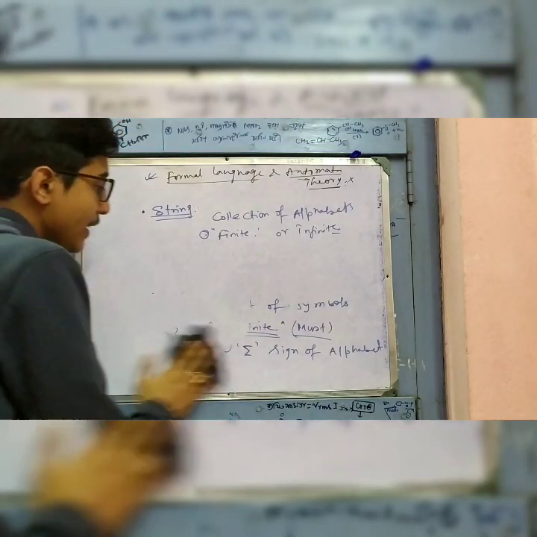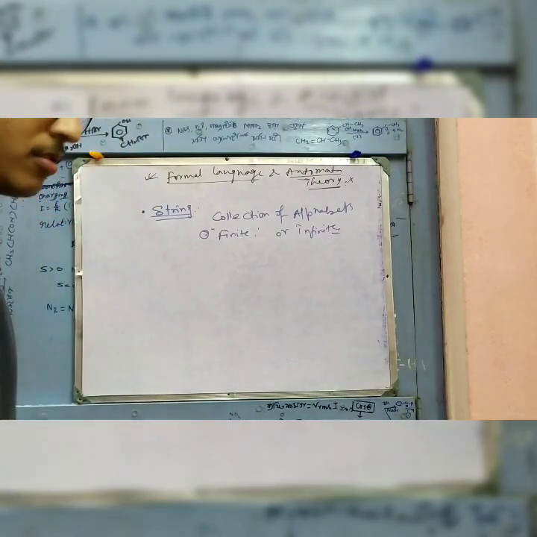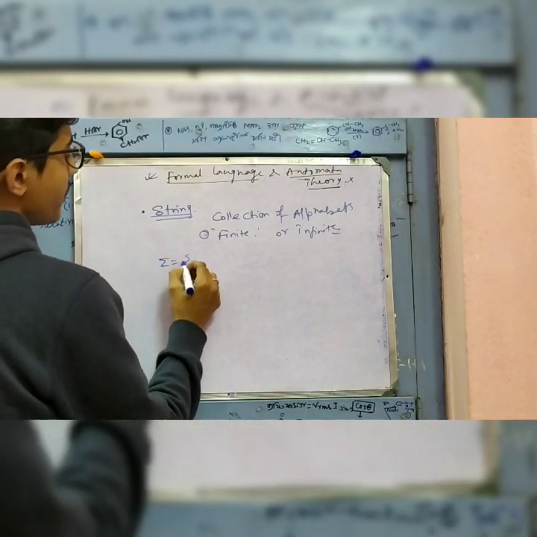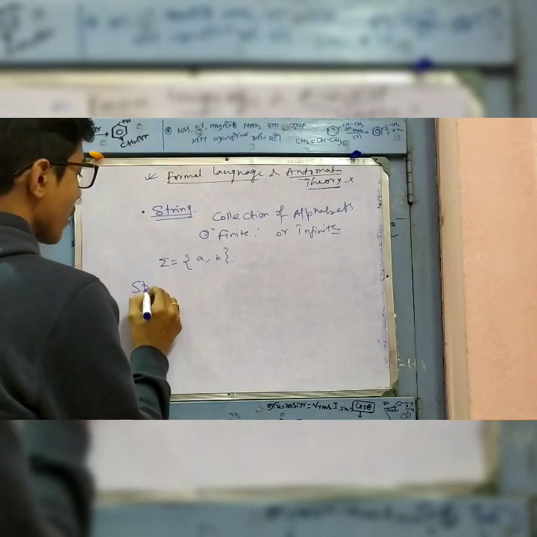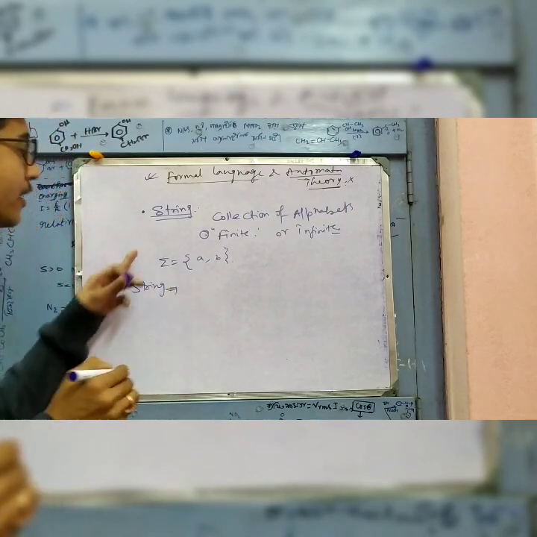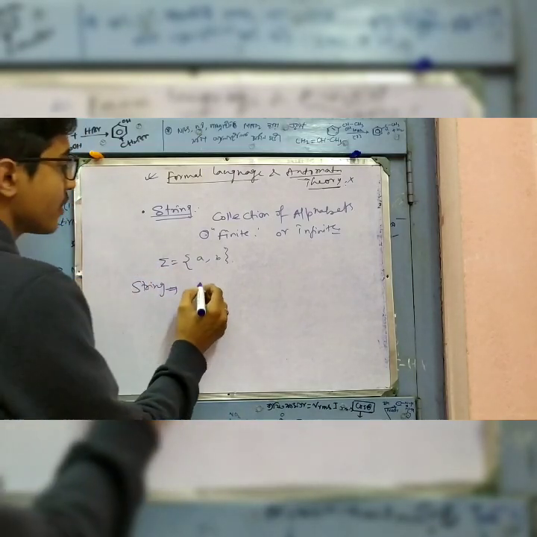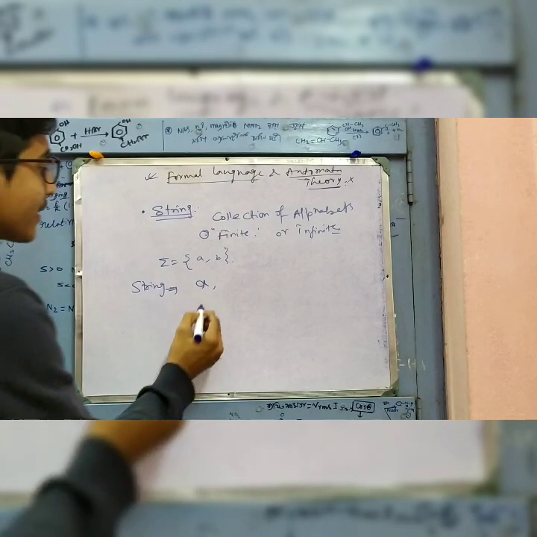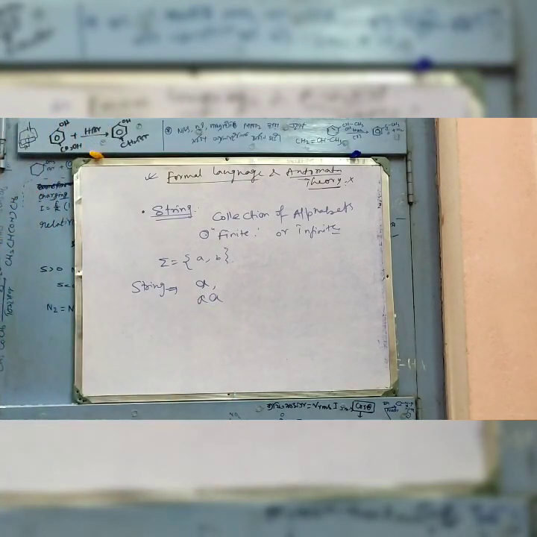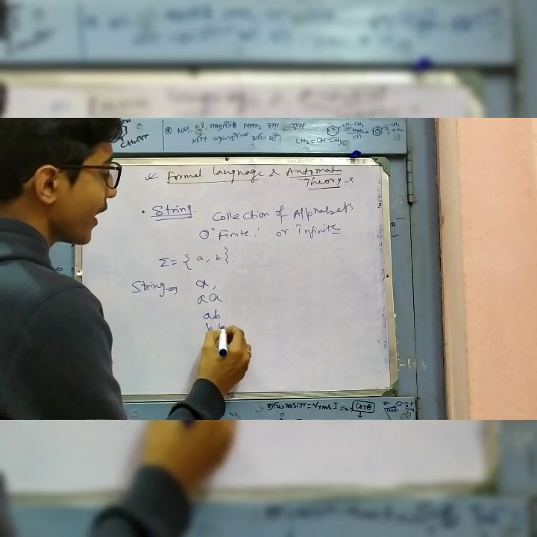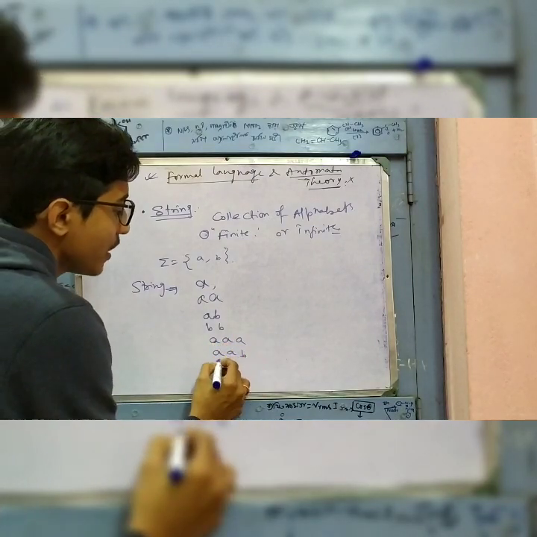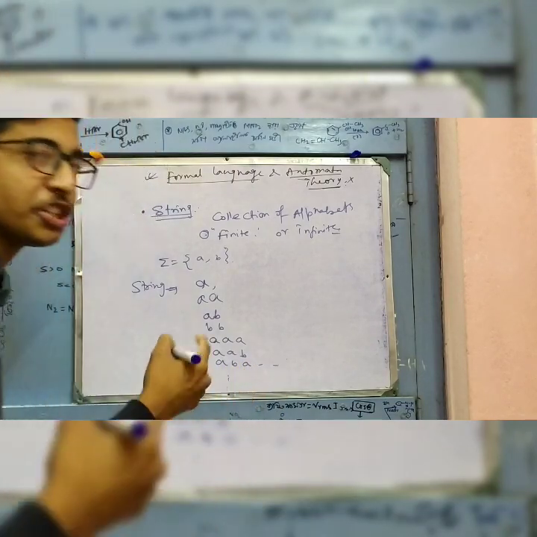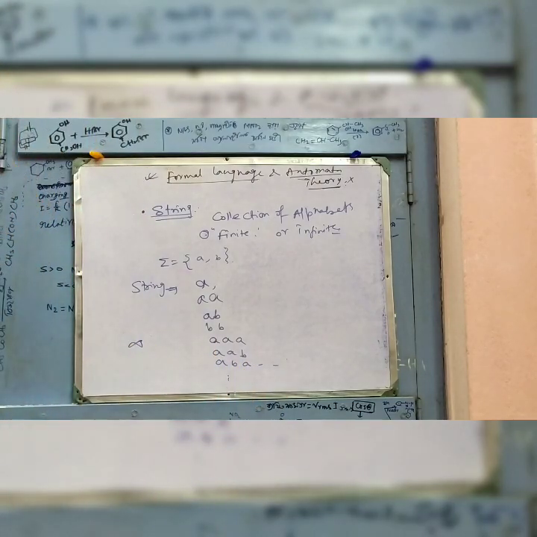Let's see some strings using some alphabets. The alphabet is a, b. From this alphabet we can make a string like a, a string like aa, ab, bb, and aaa, aab, aba, and so on. So it is infinite. It may also be finite; I will give an example later.